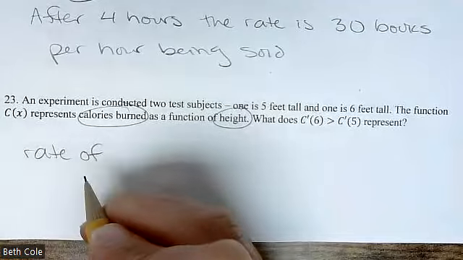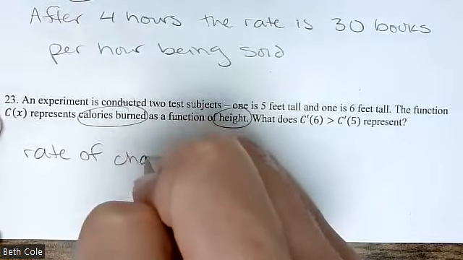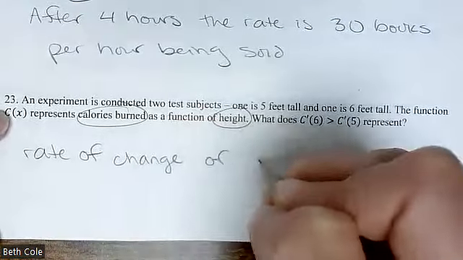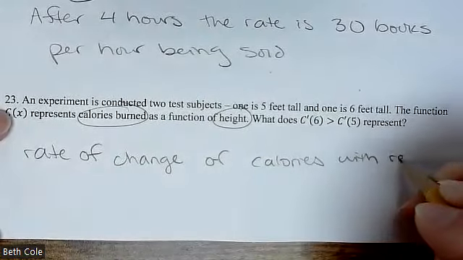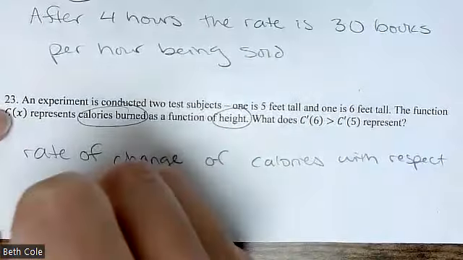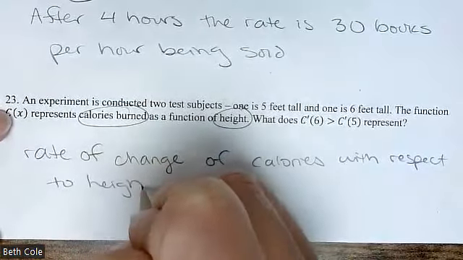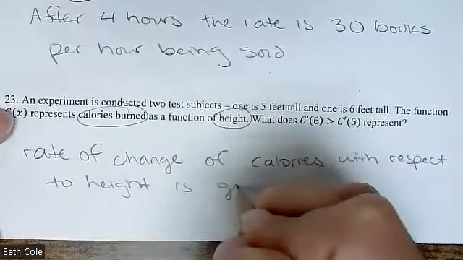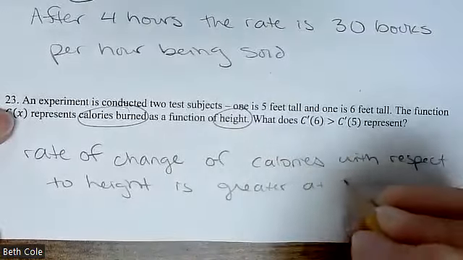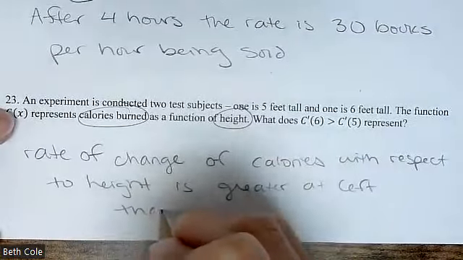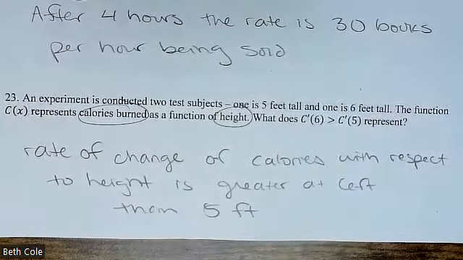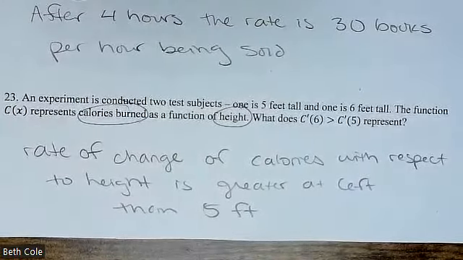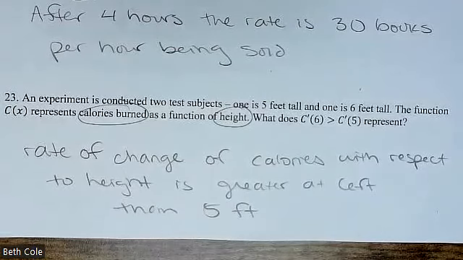I'm gonna write it out because it's multiple choice in the test. Your rate of change of calories with respect to height is greater at 6 feet than 5 feet. But what you guys said is correct. It means a 6-foot person is burning more calories per hour than a 5-foot person. I don't know if that's true or not. Is that true? I don't know.